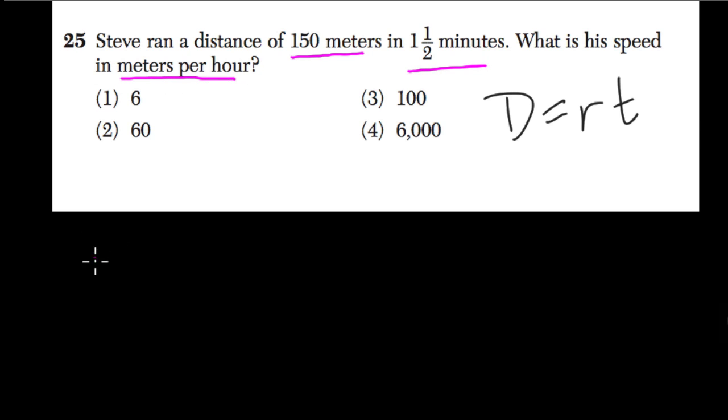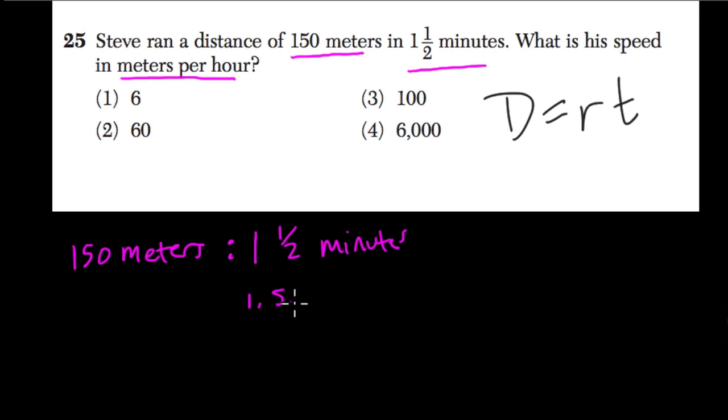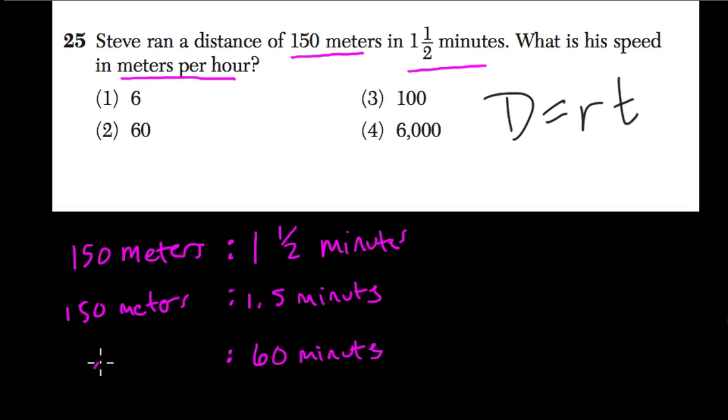So here we set up a ratio, 150 meters, right, for every 1.5 minutes. If I set that up, that'll be 1.5 minutes, of course, and that's 150 meters. So we want to know, well, how far is he going to travel in an hour? So I'm going to scale this up to 60 minutes, and I'm going to solve for x, right? How many meters will that be for 60 minutes?